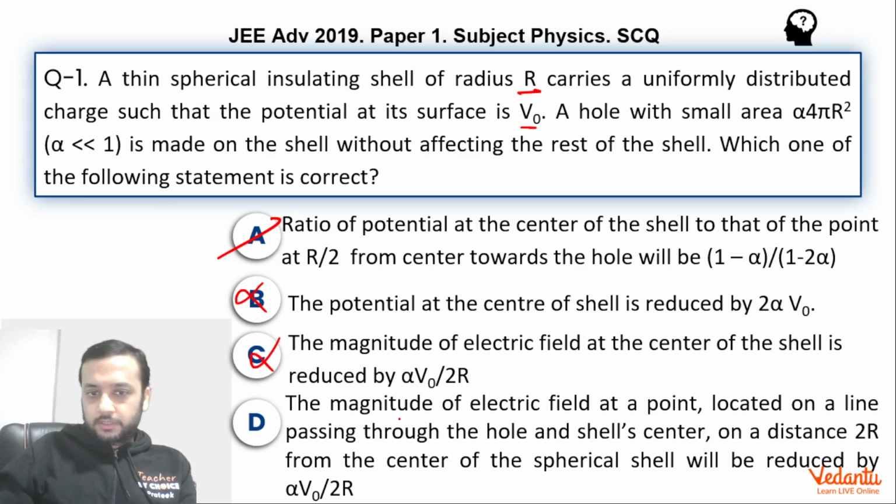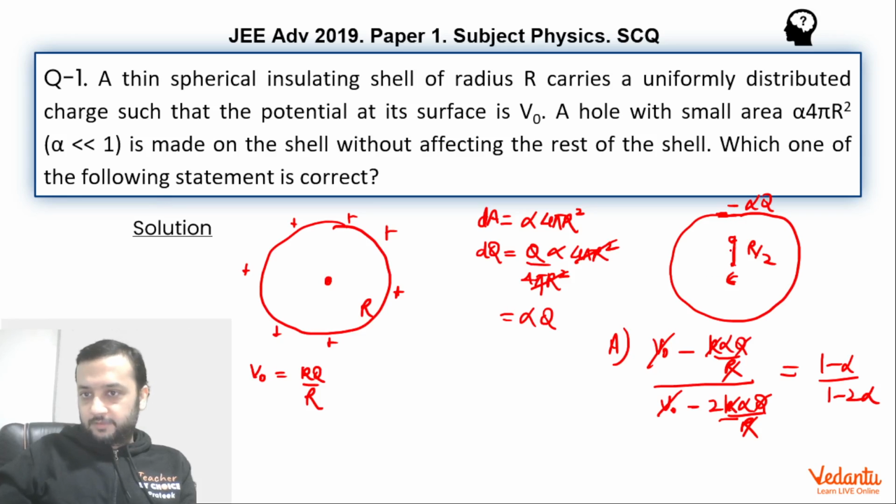So option D: the magnitude of the electric field at a point located on the line passing through the hole and the shell's center, at a distance of 2r from the center of the spherical shell, will be reduced by alpha v naught by 2r. So basically, if this is the hole, we are talking about a point here, P. Actually, it is not mentioned whether we have to take P on this side or this side. But as we will see, even if you take P on the other side, the answer is not going to change. That means even option D will be wrong in that case as well.